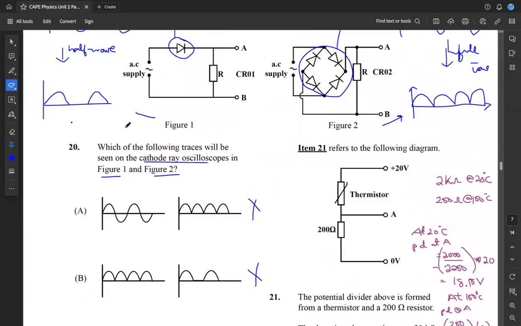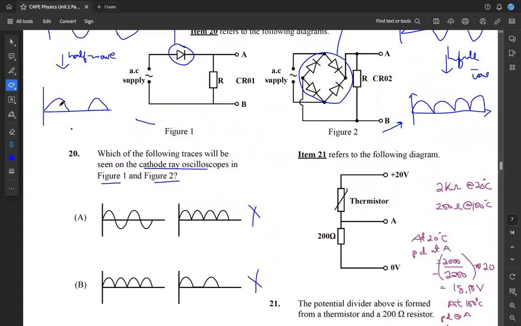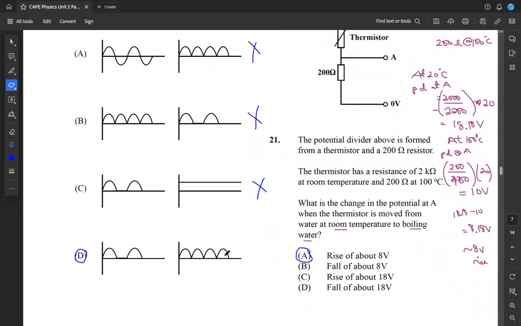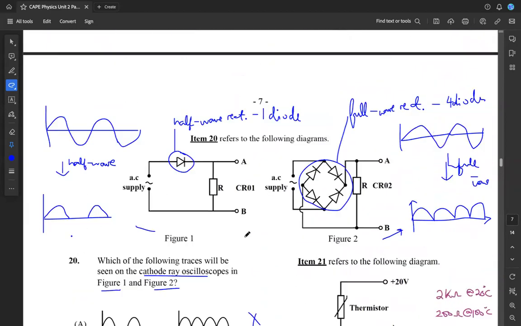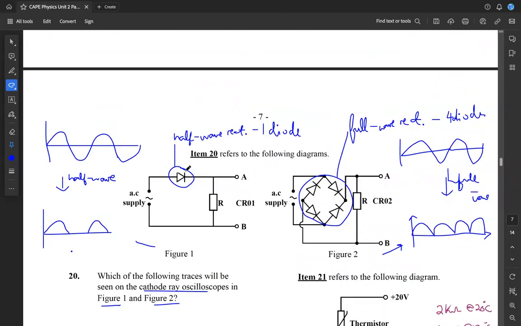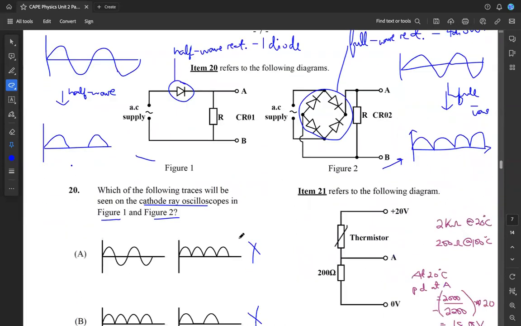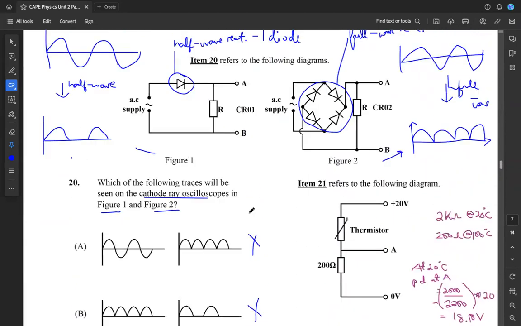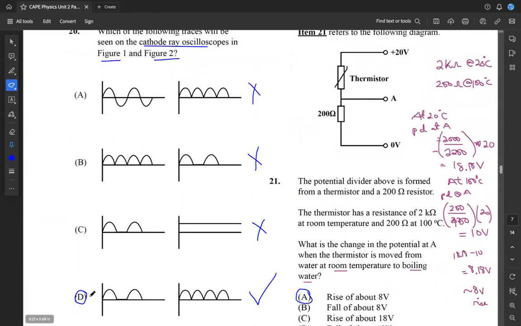D matches ours, which is saying that for figure 1, we just have 2 crests here. And in this case, we have 4 crests. So 2 crests and then 4 crests for figure 2. So this is our answer. D is correct. Okay, so that's how we do this kind of analysis with our diode. The first thing we do is just look at our figure. This is 1 diode, half wave. 4 diodes, full wave. And we just look at the images to see which one would correspond to what we expect to happen. And that's our answer. And in this case, it's D.